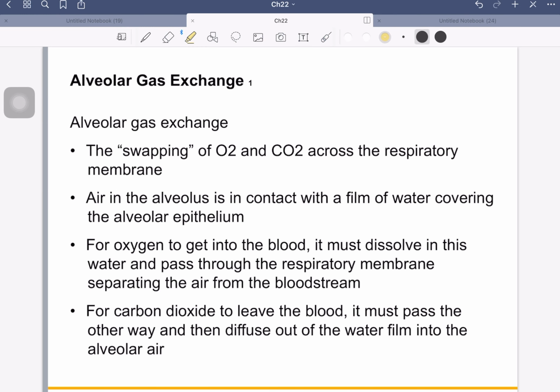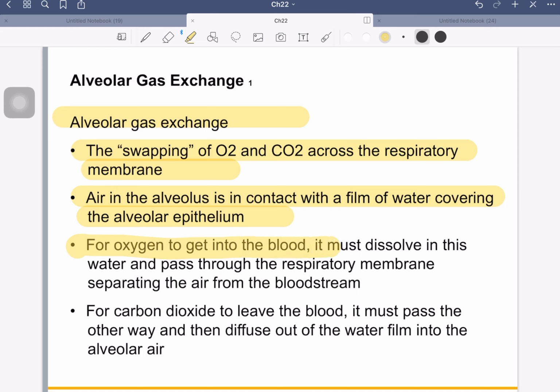Now, talk about this, the alveolar gas exchange. And of course, you know from previous courses that there's something called the respiratory membrane. And we've talked about it, or we will talk about the respiratory membrane. This is where O2 and CO2 get exchanged. Now, the air in the alveoli is in contact with a film of water covering the alveolar epithelium. I do need this thin water layer. Can't be too thin, can't be too thick. It has to be just right.